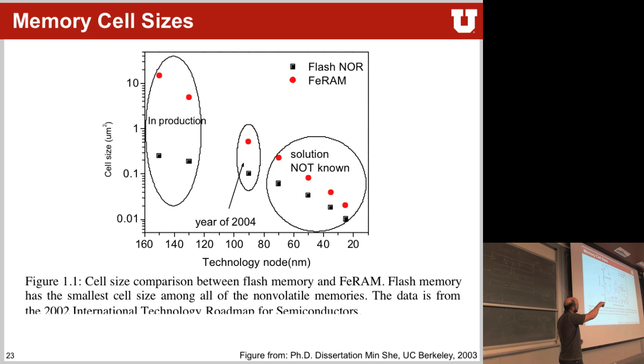Over time, we were making better and better progress. So here, for example, for flash, NORAM, and FERAM. FERAM was fairly big, but it's coming down, down, down. And this is from 2004. So today, we actually have solutions to make them down here. We found solutions for how to do it. And now you can see the difference. FERAM is a lot bigger than flash NORAM in physical size.